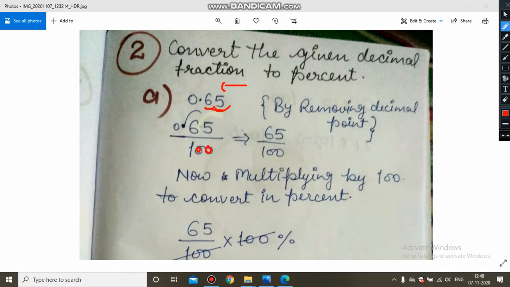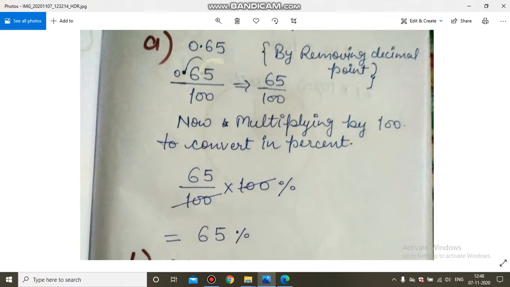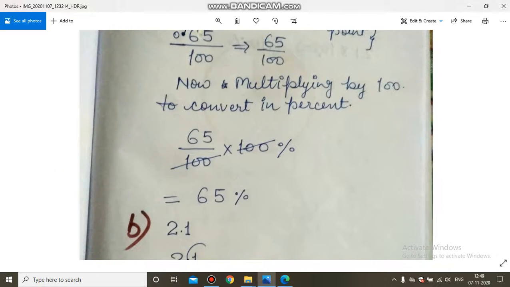And now when we divide it by 100, the point will be removed. I have shown here that the point is removed from here. So students, now it will become 65 upon 100, and now it is in the form of a normal fraction. So now we will convert it into percentage. To convert it into percentage, we multiply by 100.